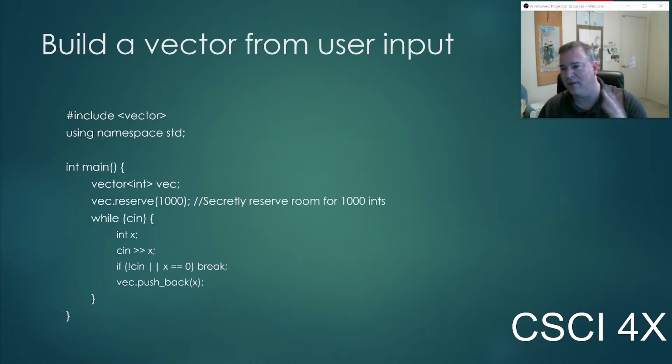If you know roughly the ballpark of how many batters you're going to be processing for Major League Baseball, you might have some rough idea. It's 30,000 at bats per year. I don't know.